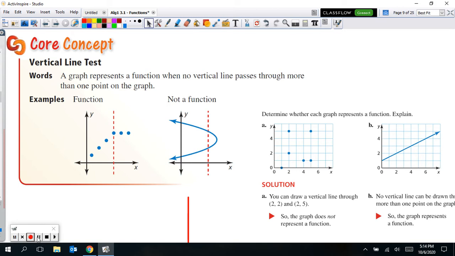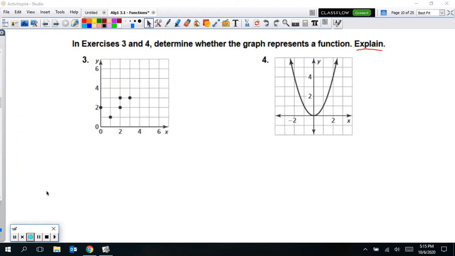All right, so come on, try. Again, go ahead and pause the video and do 3 and 4 on that extra practice. Now use the vertical line test to determine if these are functions here, and then play it and just check your answers.